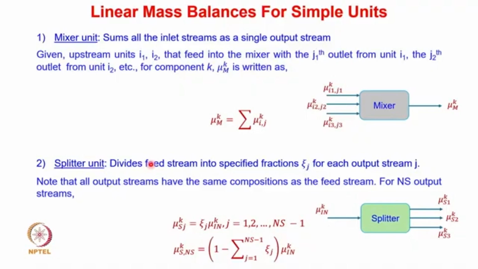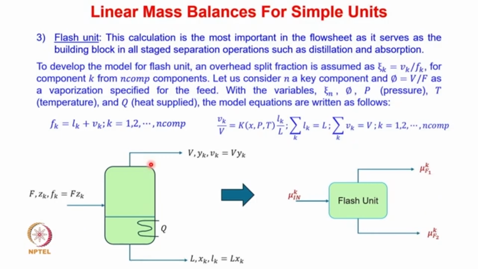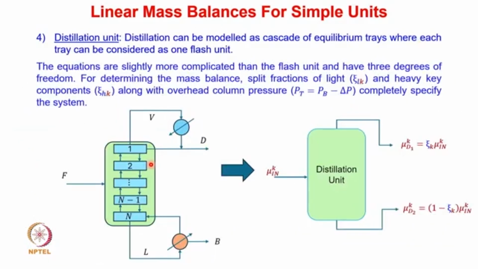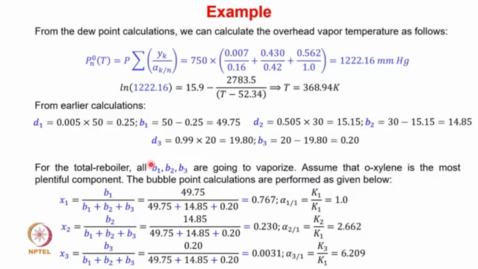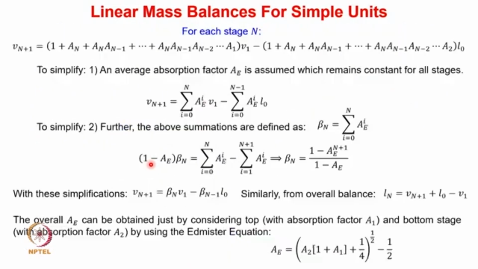In the last class we started looking at mass balance equations for different equipments. We started with the mixture unit, then extended our analysis to the splitter unit, then looked at the reactor unit, then the flash unit, then the distillation unit, and then the absorption unit and finally the stripper unit. So these are the different equipments which we have seen in the last class.